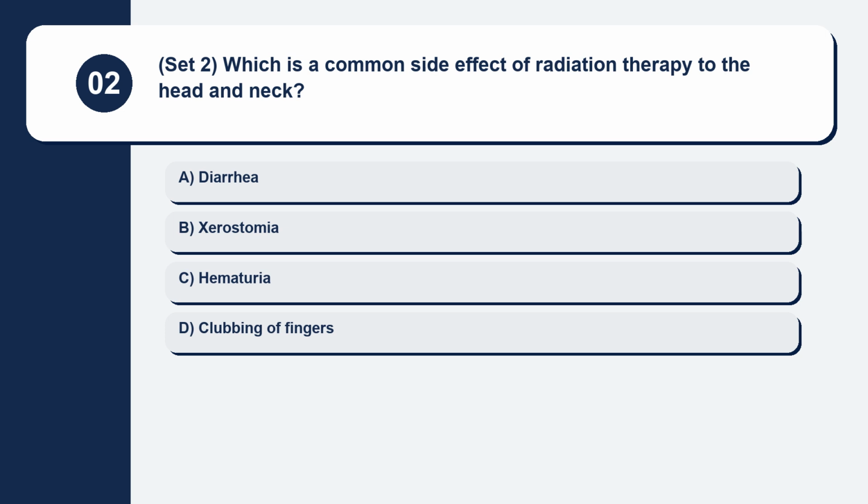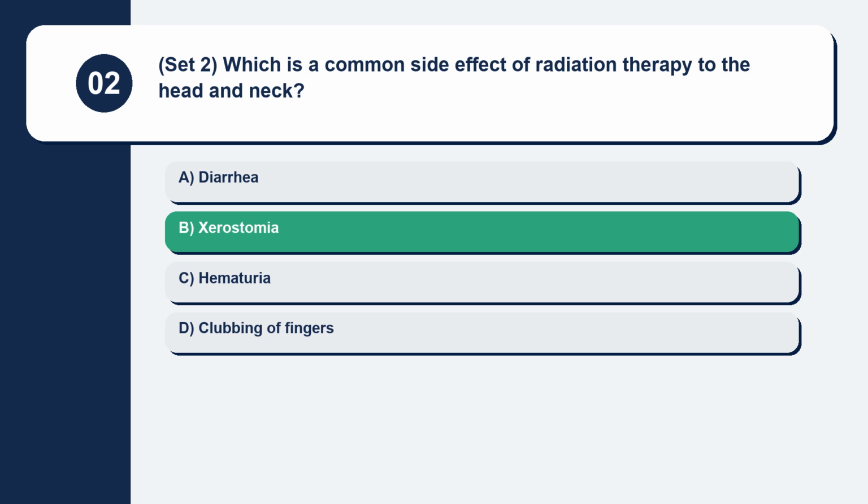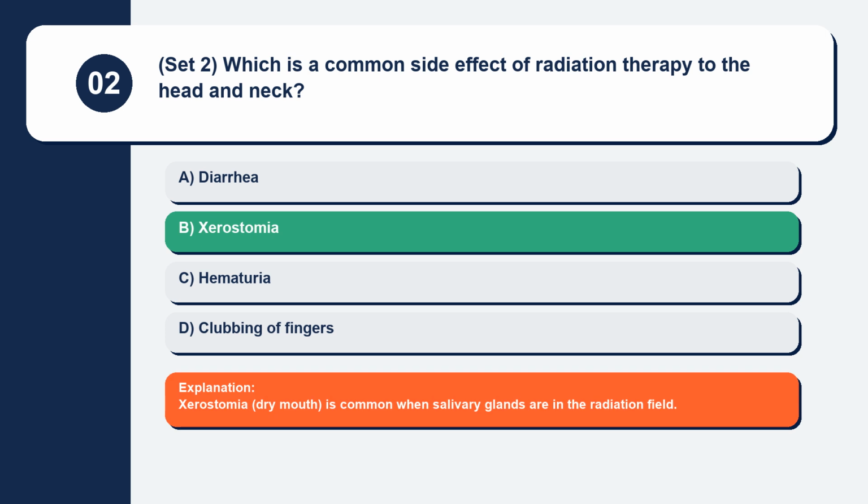Question 2. Set 2. Which is a common side effect of radiation therapy to the head and neck? Diarrhea, xerostomia, hematuria, clubbing of fingers. Xerostomia, dry mouth, is common when salivary glands are in the radiation field.